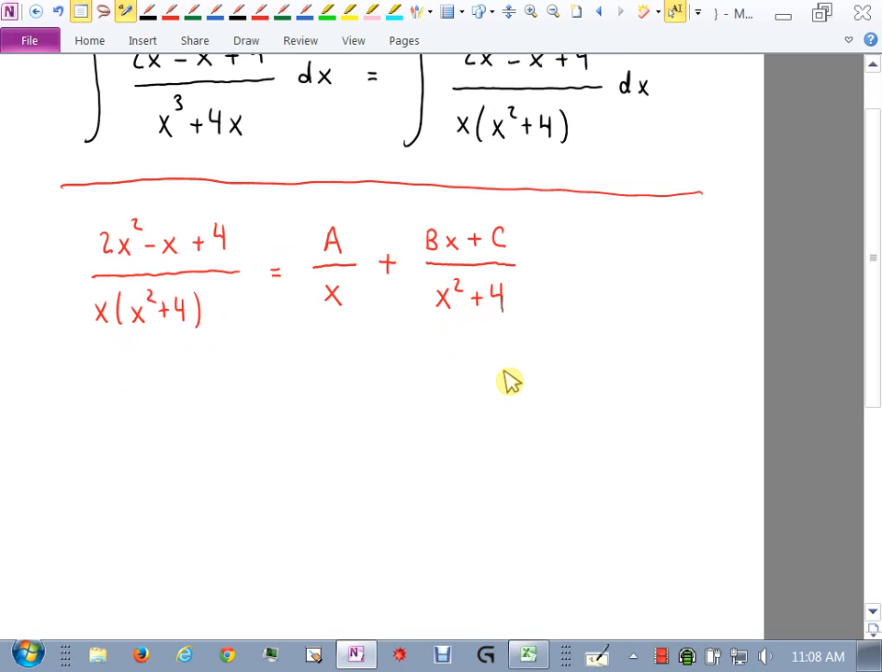So now what we need to do is get a common denominator, right? So I multiply everything by this. On the left side, I'm left with just the 2x squared minus x plus 4. On the right side, I'm left with what? A times x squared plus 4, and then plus, I have to multiply Bx plus C by what? X, right? So is it all right if I put Bx squared plus Cx? Everyone with me?